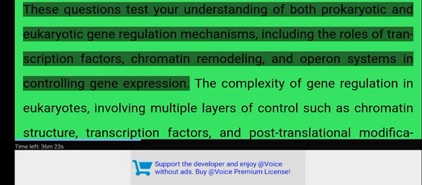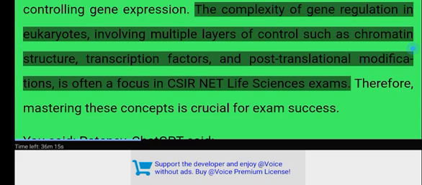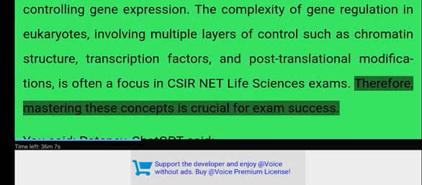These questions test your understanding of both prokaryotic and eukaryotic gene regulation mechanisms, including the roles of transcription factors, chromatin remodeling, and operon systems in controlling gene expression. The complexity of gene regulation in eukaryotes, involving multiple layers of control such as chromatin structure, transcription factors, and post-translational modifications, is often a focus in CSIR-NET life sciences exams. Therefore, mastering these concepts is crucial for exam success.